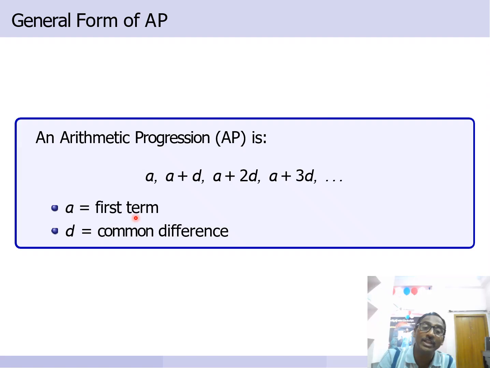We are adding fixed number d. So what is first term? First term is a. What is common difference? d. Fixed number d we are adding. So a, a plus d. Next adding fixed number d, a plus 2d we are getting. Next adding d again, we are getting a plus 3d, and so on.